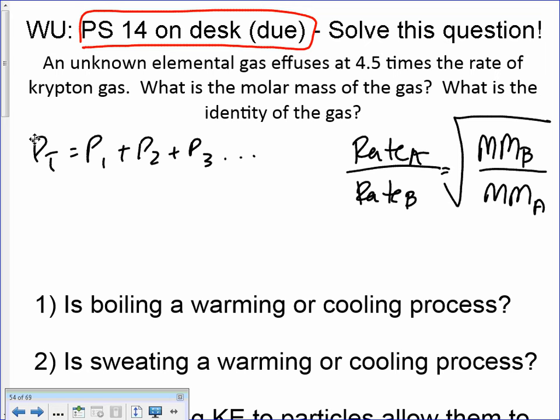So in this question here, which of these laws is applicable? In this first question of paper 1, this second one, because one is asking for molar masses and saying it's diffusing up to 4.5 times faster. You should be able to read a problem and determine the law in about 3 seconds based on the data given to you. So we have a rate of diffusion of 4.5 times difference between krypton and an unknown elemental gas. Which one is moving faster? Unknown or krypton?